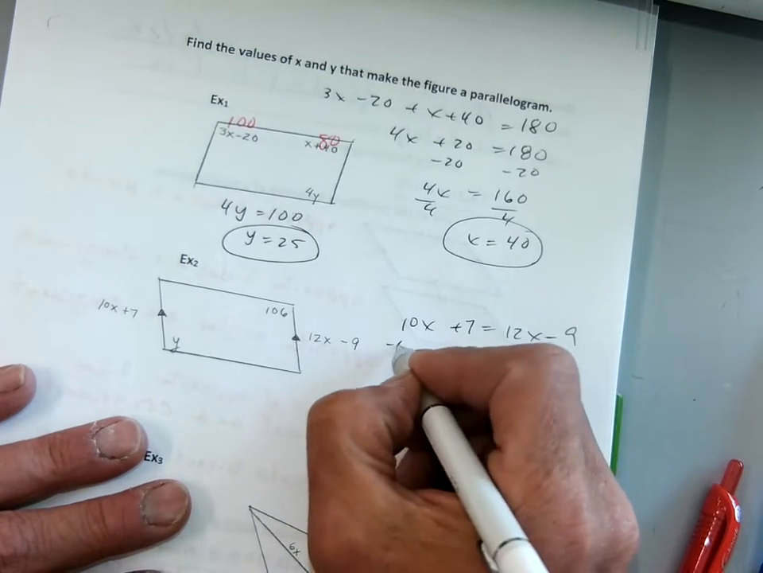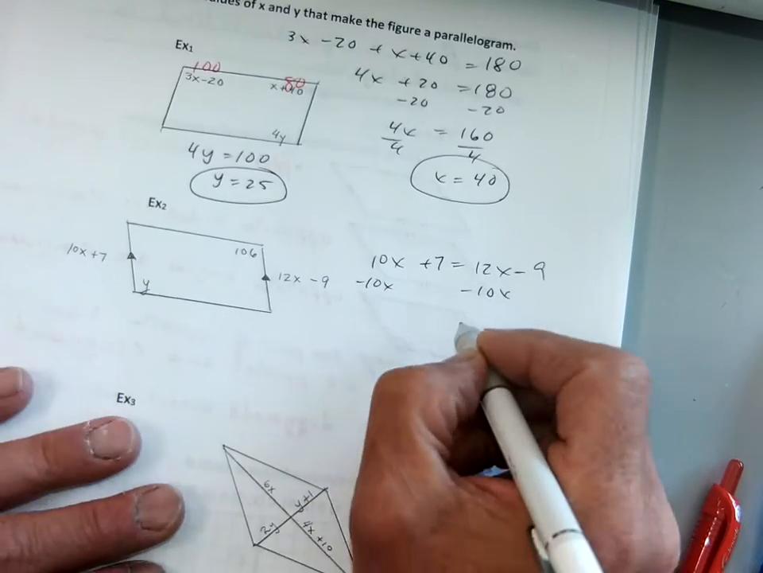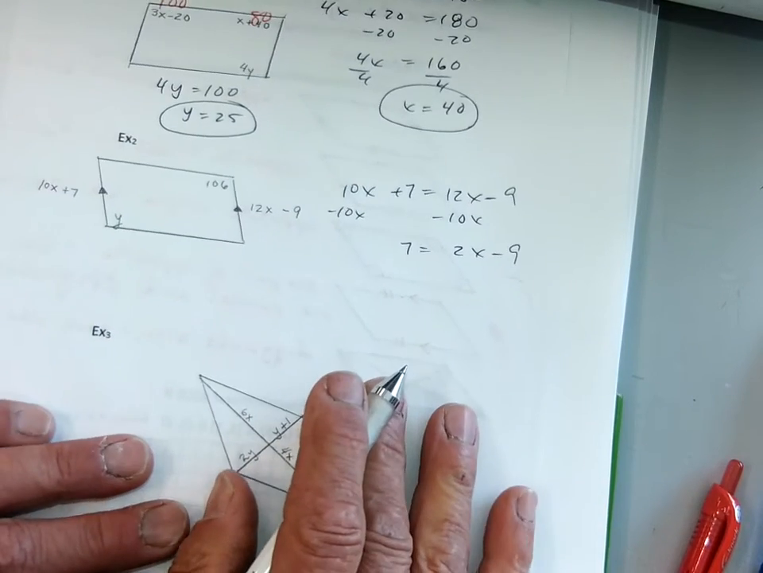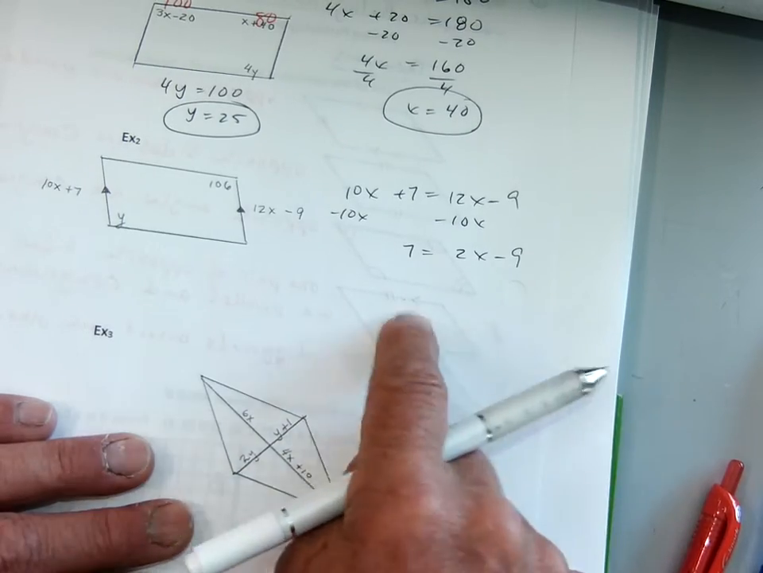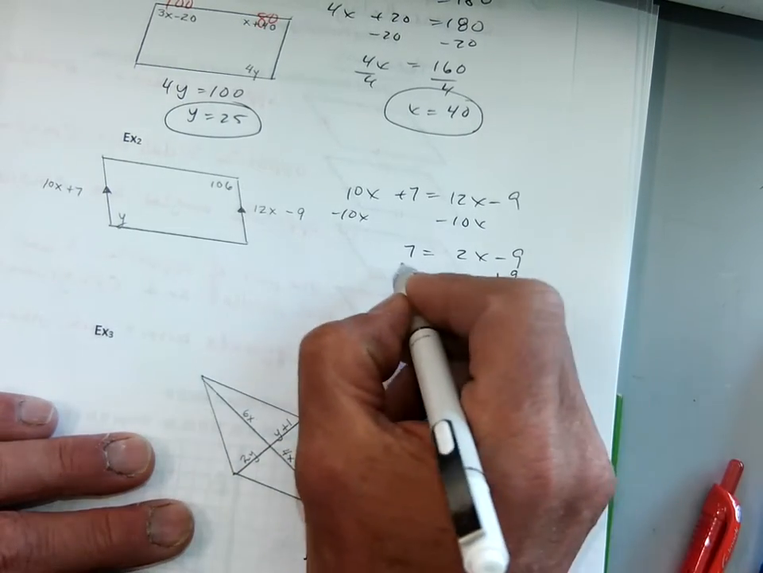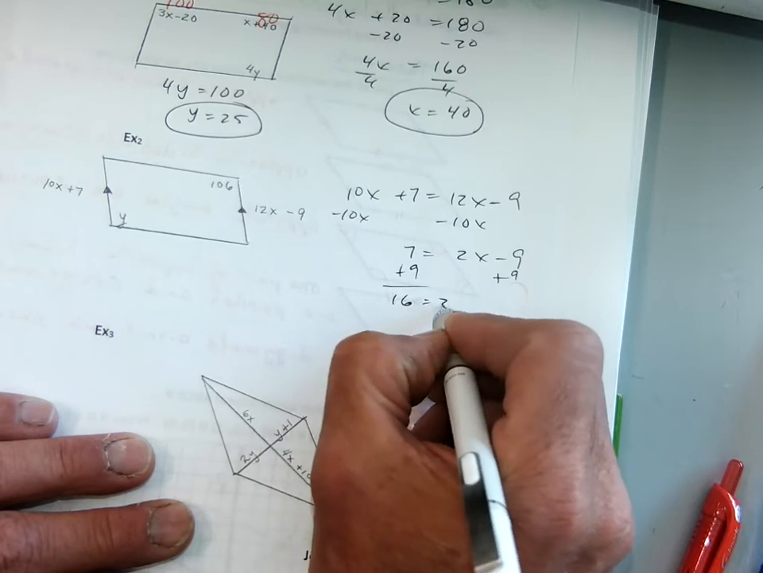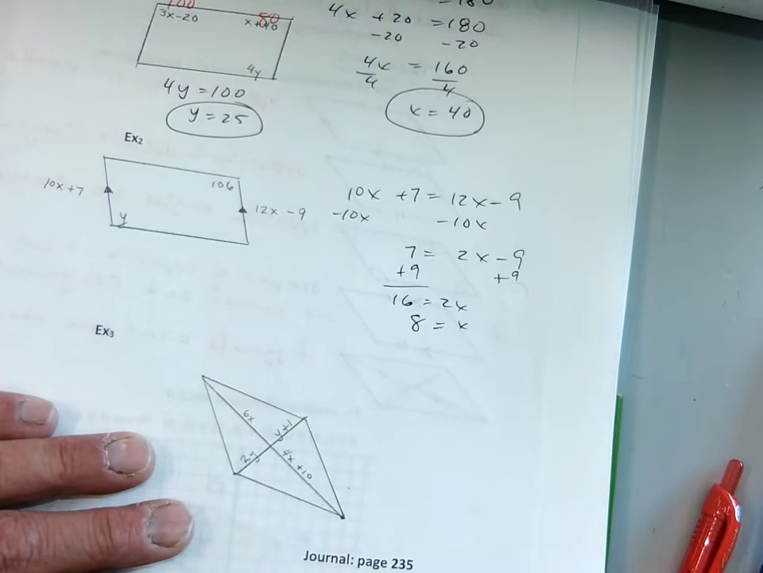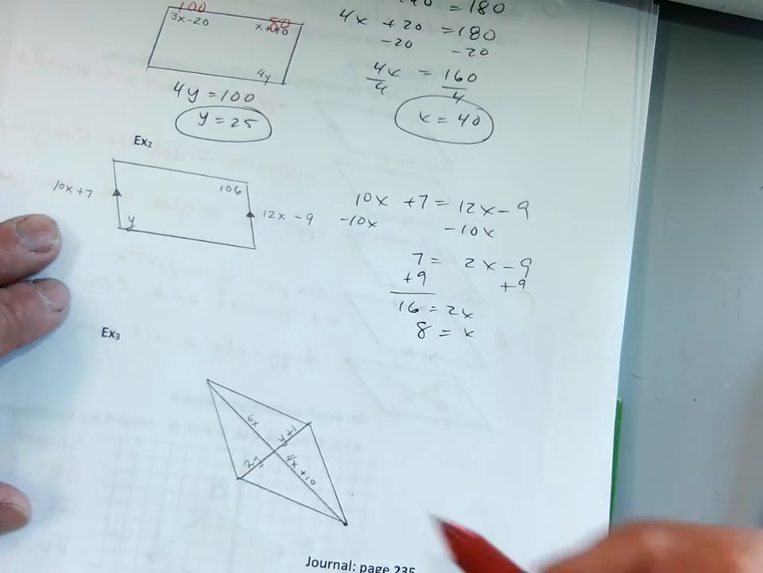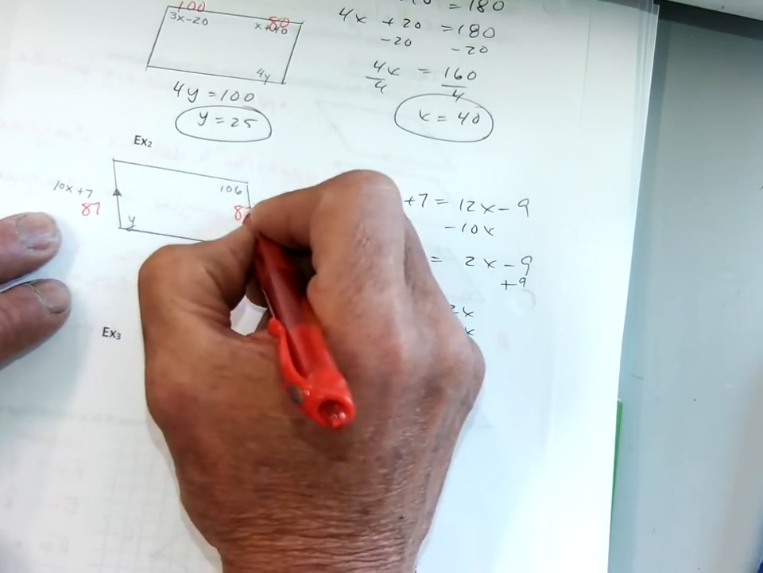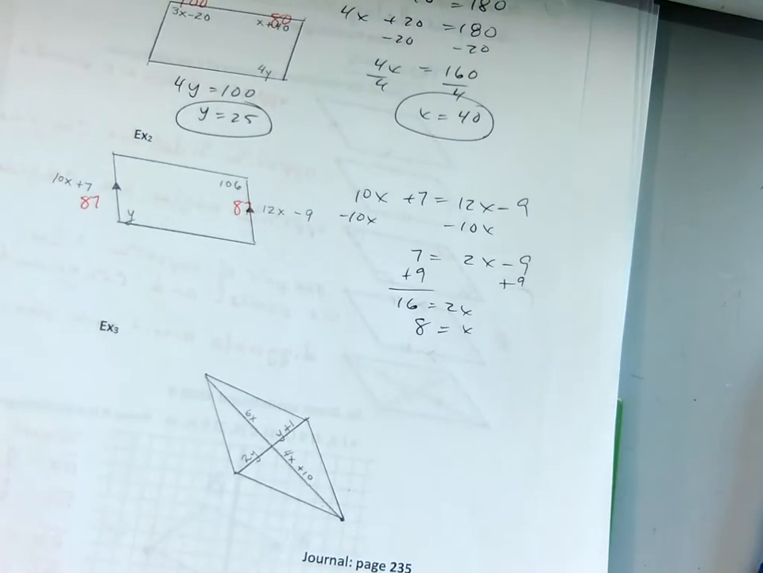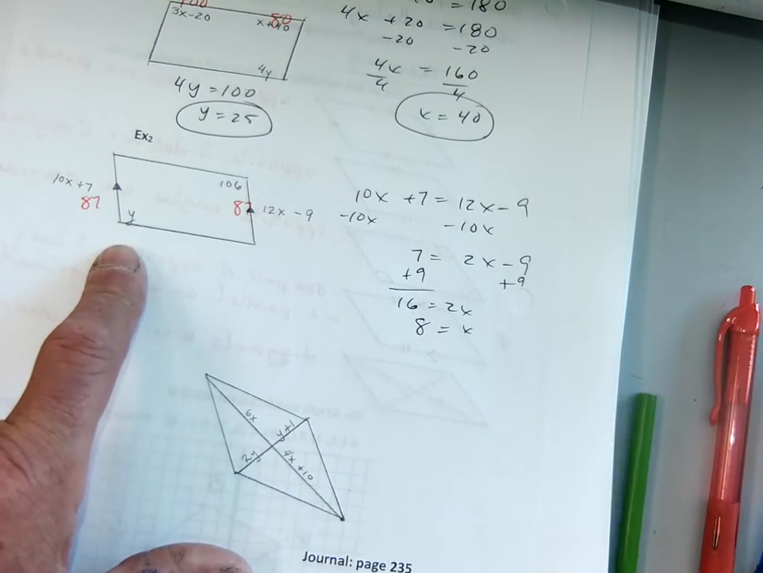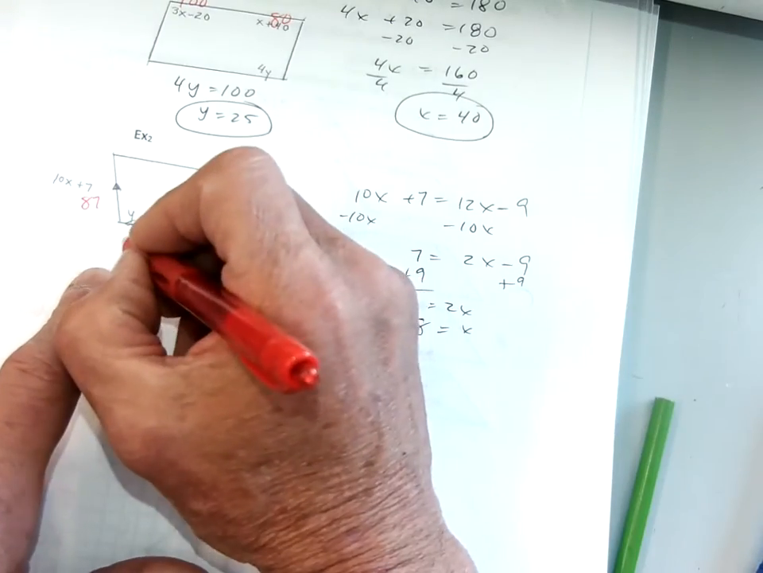All right, minus 10x, minus 10x. 7 is equal to 2x minus 9, right? Plus 9, plus 9. 16 equals 2x. Divide by 2, x is 8. Okay, if x is 8, this side is 87, and this side's 87. So it has to be a parallelogram because of parallel sides and equal sides. And the last thing, y must be 106 because opposite angles are equal, so y's got to also be 106.